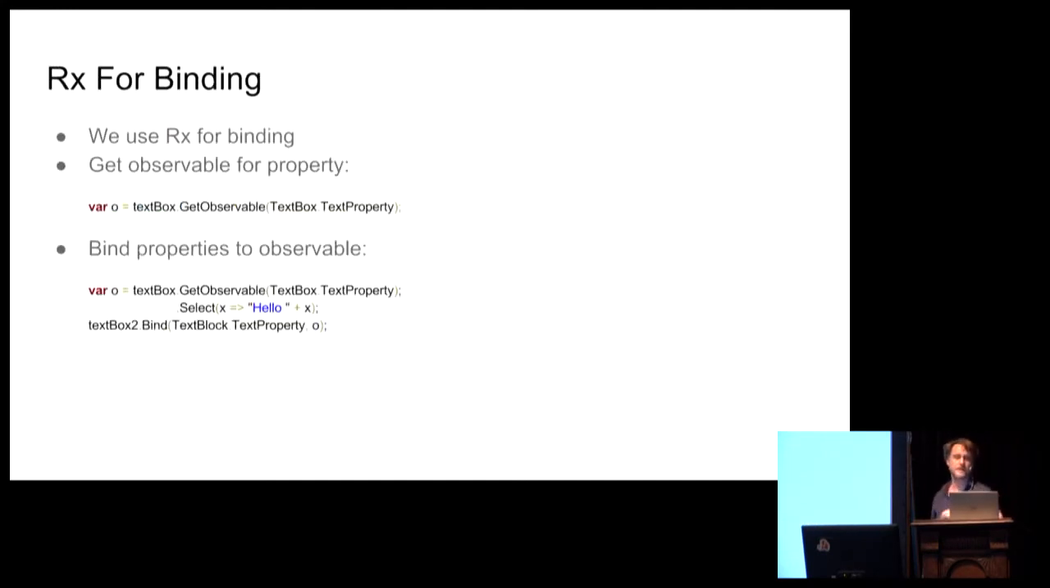We use reactive extensions for binding, so to get an observable for a property, you just do control.GetObservable and the property. You can bind properties to observables, so here on the second example, we're getting an observable, prepending hello, and binding that back to another control.